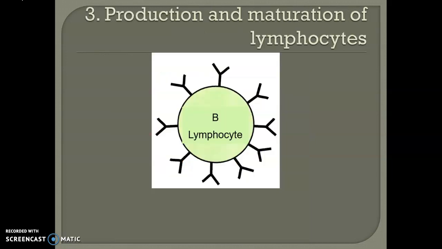The third important function is production and maturation of lymphocytes. There are lymphatic organs in the body, and these lymphatic organs house lymphocytes, which are a special type of white blood cell. Some lymphatic organs help in maturation of the lymphocytes, whereas other organs help in mitotic division of the lymphocytes. More to be discussed later in this lecture.